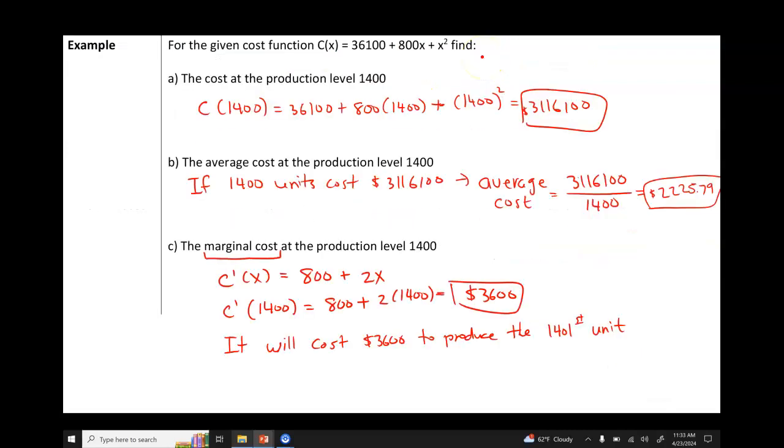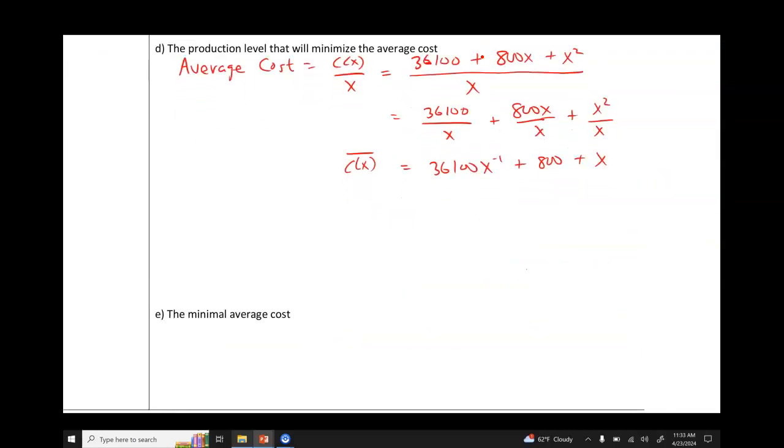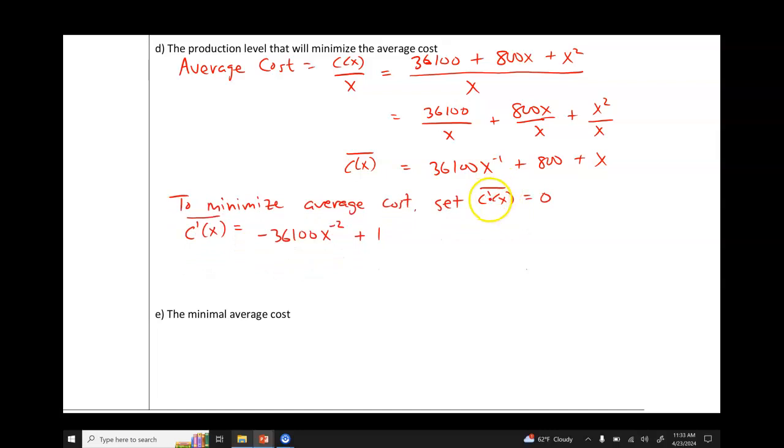So to minimize this function, we are going to take the first derivative, set it equal to 0, and solve for x. So the first derivative of the average cost, the -1 multiplies to the 36,100. We get negative 36,100. Then we subtract 1 from the exponent. That gives you a -2 for the exponent. 800 is a constant, goes away. X, the derivative of that is going to be 1. So that is going to be the first derivative of the average cost.